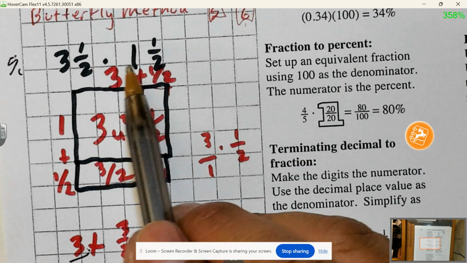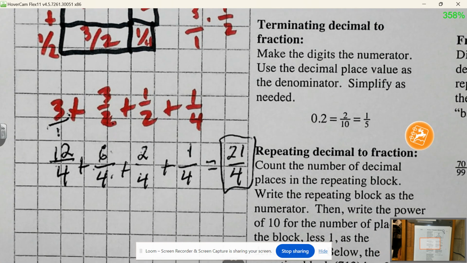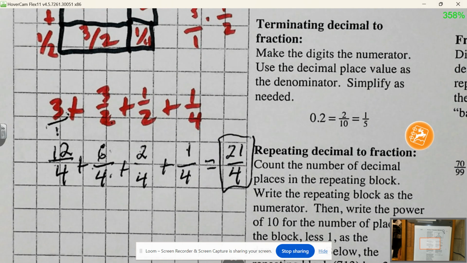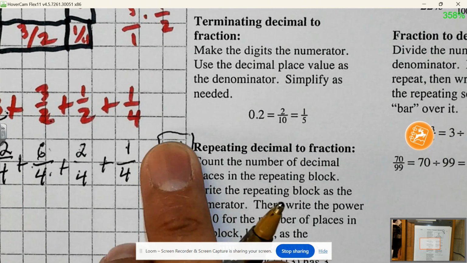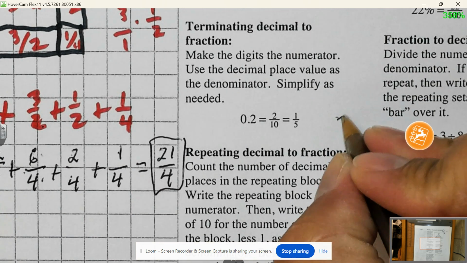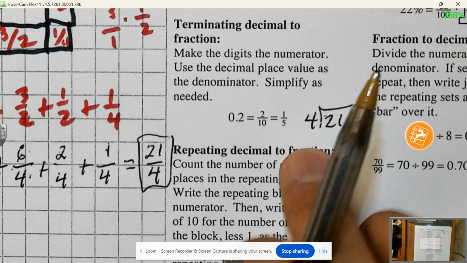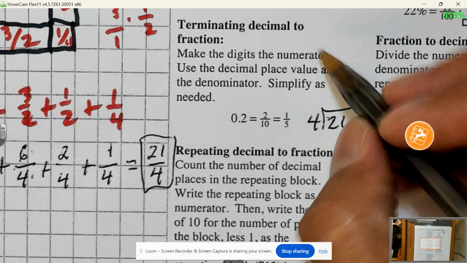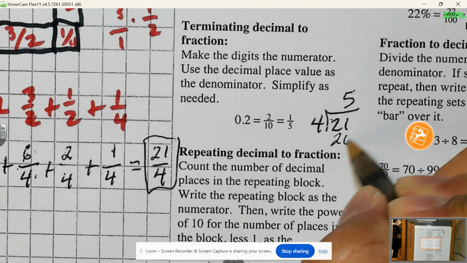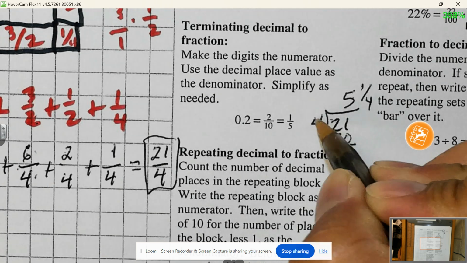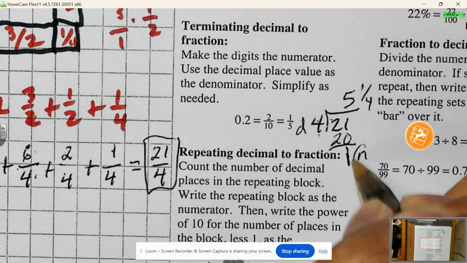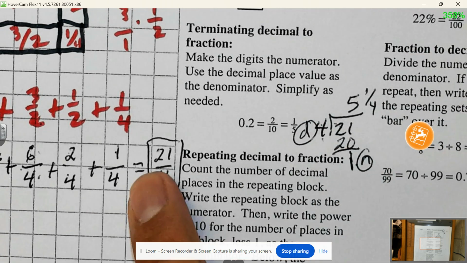This is the area of that rectangle, which means 3.5 times 1.5 is 21/4. We could change it to a mixed number. If we're changing 21/4 to a mixed number, we figure how many 4s are in 21. 21/4 is basically a division problem. 4 goes into 21 5 times, and then we have 1 left over, that's 1/4. This would be your numerator, and this would be your denominator. That's how you change a fraction to a mixed number.